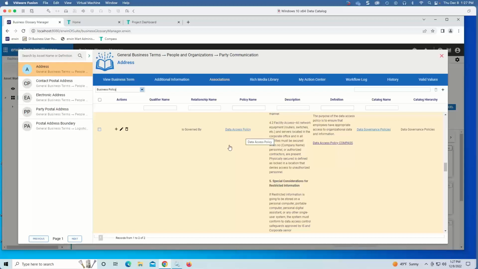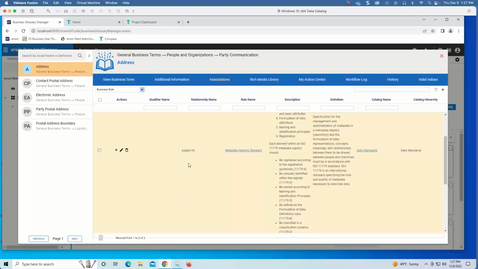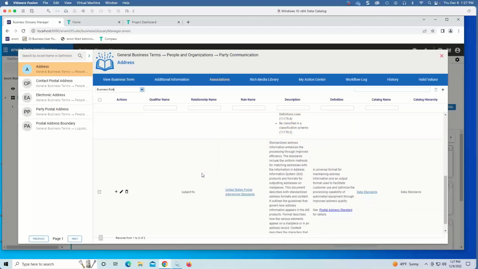So this gets to that concept where I'm trying to separate out what is a policy from what is the meaning of that particular term. And then I can look at it in the concept of, are there any business rules associated with this as well? And so it's associated with a metadata naming standard. So there's standards associated with this with the United States Postal Service. So when we start looking at the definition side of things, I want to be cognizant of how I associate these different things together.